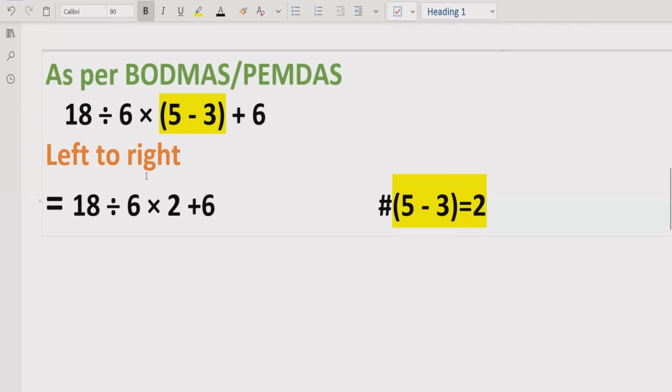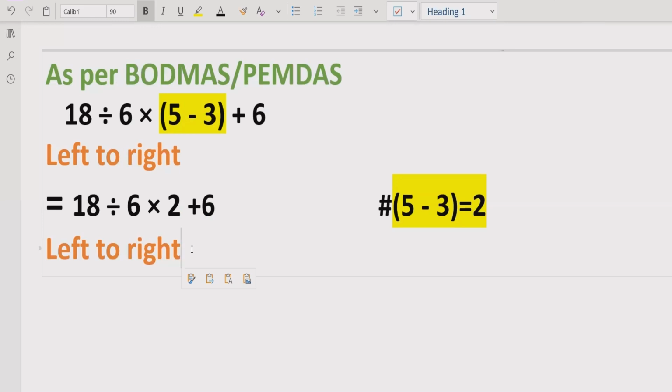After that, we go left to right again and find out which part we will solve first. According to the rule of PEMDAS and BODMAS, you have to solve the bracket first, but here we do not have a bracket now. So we move forward to exponents or orders, but here we do not have any exponent or square root. So now we move to multiplication and division.